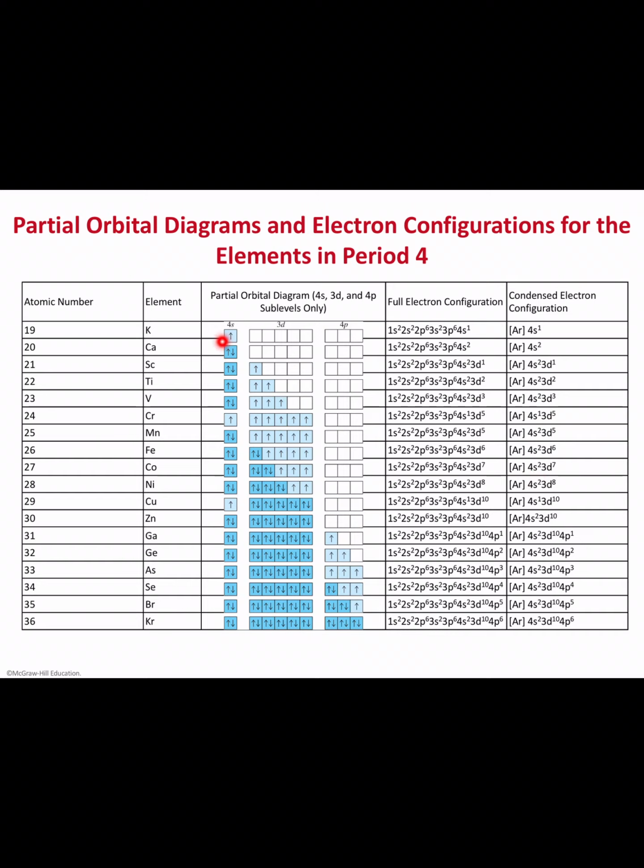And for potassium, that's going to be 1s2, 2s2, 2p6, 3s2, 3p6, 4s1. You use the same diagram that I have showed you in the previous slide: 4s1. So the condensed electron configuration would be argon and then the 4s1. Argon is the noble gas prior to potassium. And then calcium would be argon 4s2. 4s2, 3d1 would be scandium, because after the s you start filling up d. And then 4s2, 3d2, 4s2, 3d3, like that.